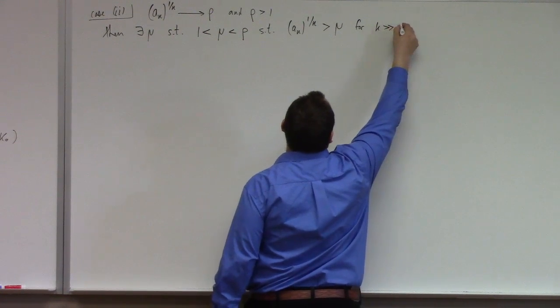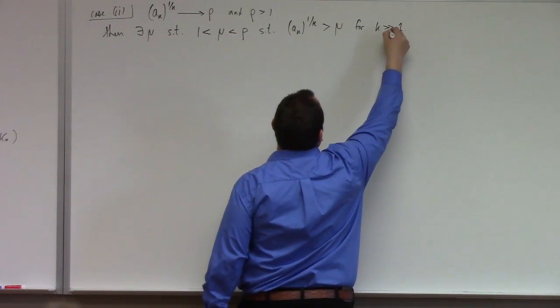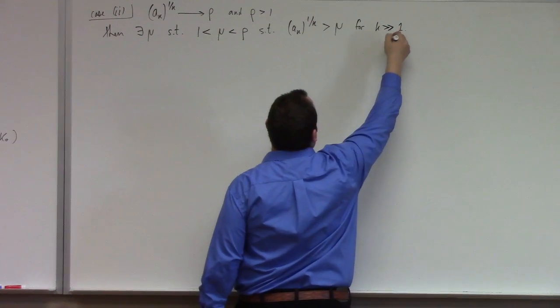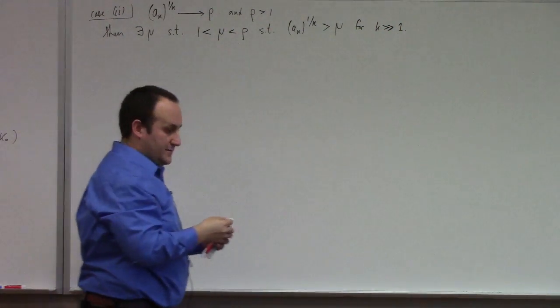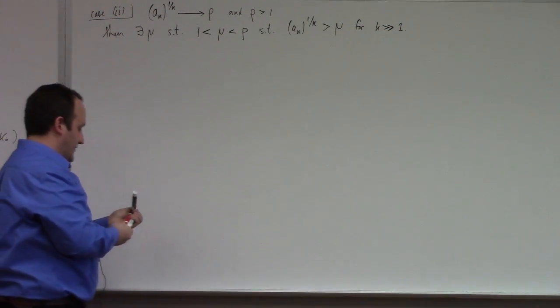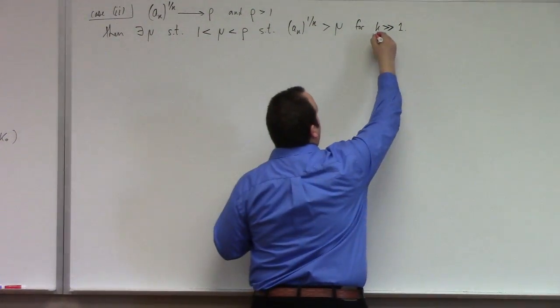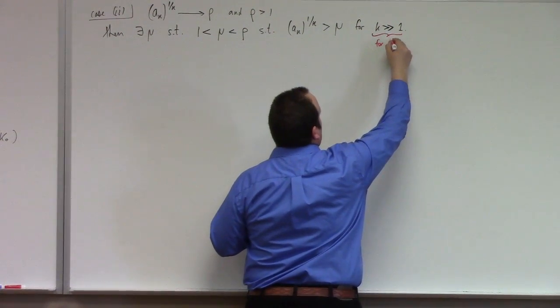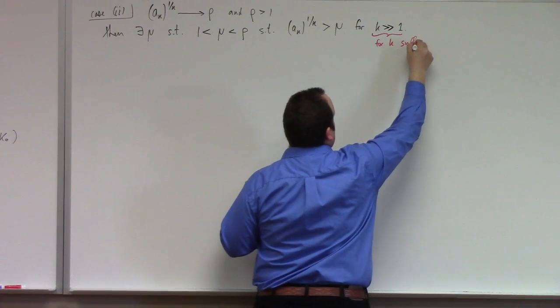Sometimes I like to write this for k much, much greater than 1. This is a convenient shorthand for saying k sufficiently large. You guys like notation like that, right? This means for k sufficiently large.